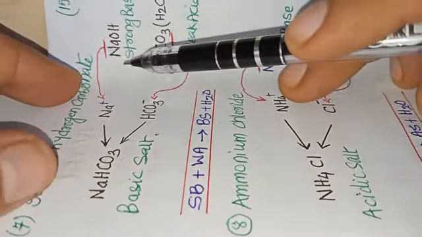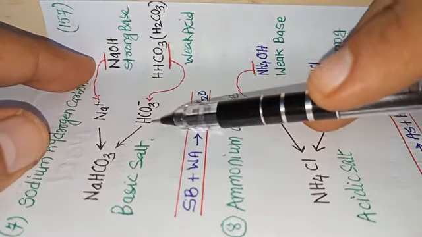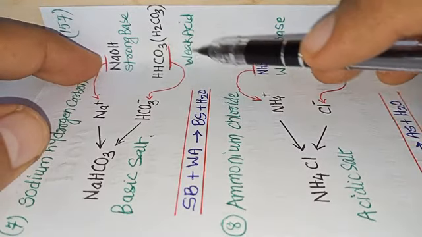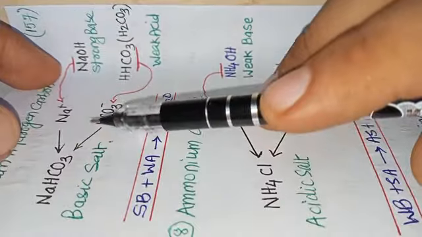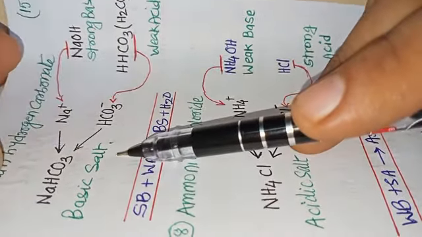Na plus comes from the strong base NaOH, and HCO3 minus comes from the H2CO3, which is a weak acid. That is why NaHCO3 is the salt of strong base and weak acid, and that is why NaHCO3 is a basic salt.